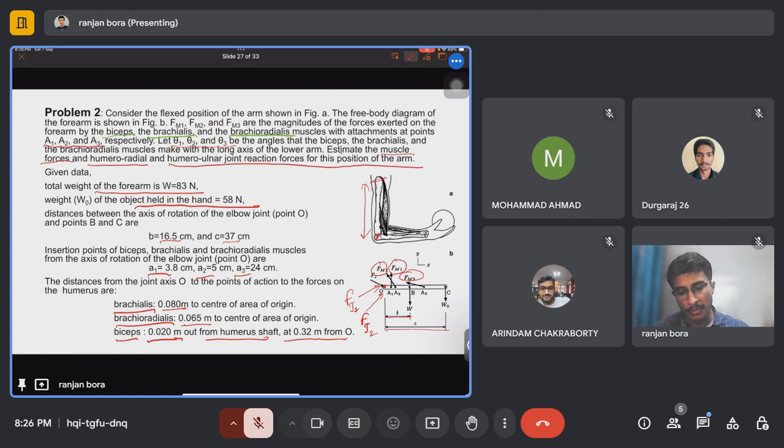So first we need to find the moment terms of these muscles: biceps, brachialis and brachioradialis.